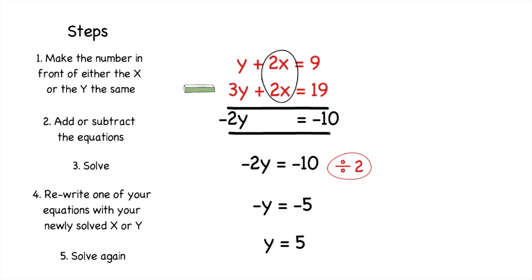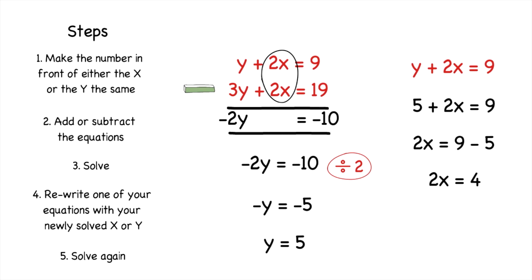Then we pick one of our original equations. I'm going to pick the easiest one, but it doesn't really matter which one you choose. If I choose y plus 2x equals 9, and I replace the y with what we now know to be 5, I now have an equation that only has one unknown in it, so I can solve it. I can rearrange that to get 2x equals 9 minus 5. If 2x equals 4, then that means that 1x equals 2, and I've now solved both x and y using simultaneous equations.